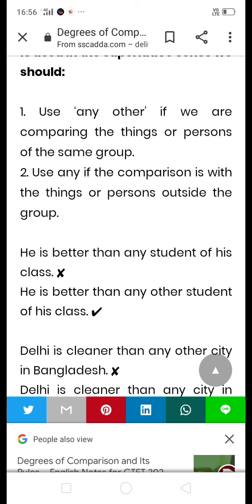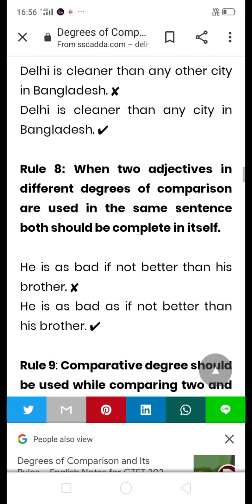Then see next example. "Delhi is cleaner than any other city in Bangladesh" is wrong. "Delhi is cleaner than any city in Bangladesh" is correct. Here the same group is not mentioned. Delhi is from another group and Bangladesh is another country. Here the same group is not mentioned, and that's why here we are using only "any" before the noun, after the adjective.